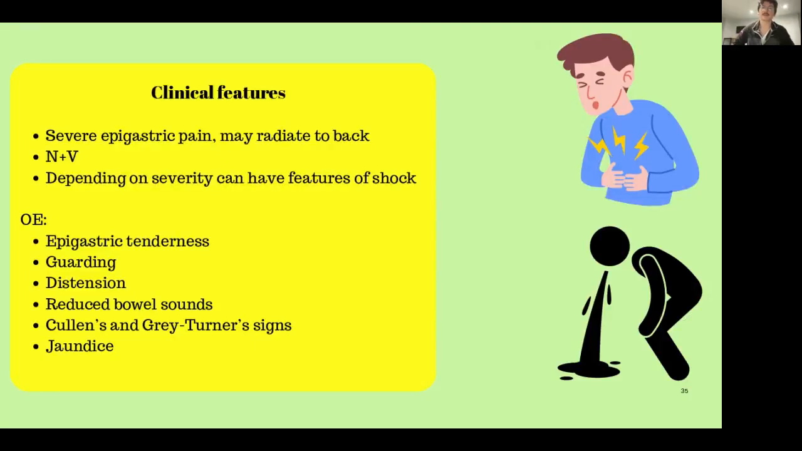So you'll get that tenderness. You might get some guarding, distension, reduced bowel sounds, Cullen's and Gray Turner's, as we've talked about. You might get jaundice if, for example, the cause is gallstones and the gallstones are also obstructing the CBD, you might also get jaundice.